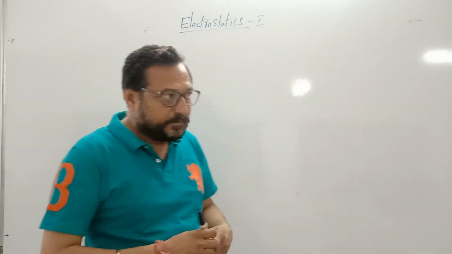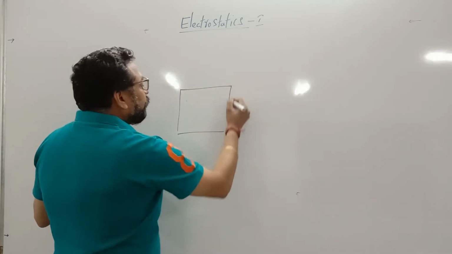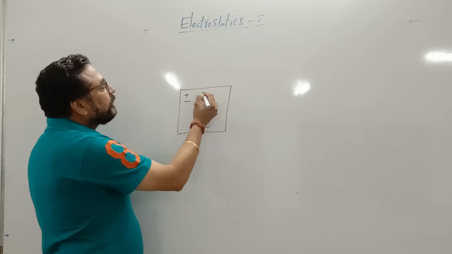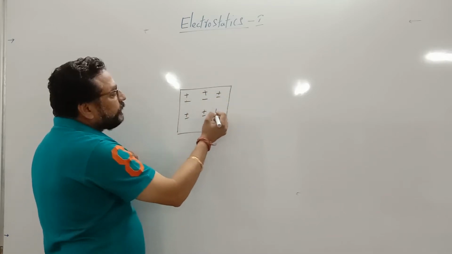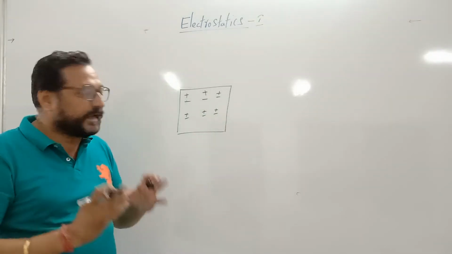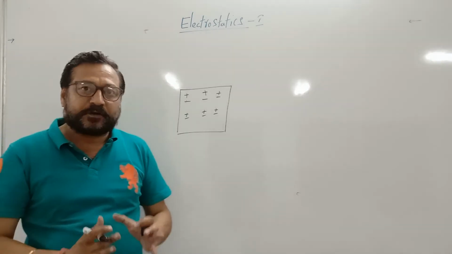For example, suppose this is a body, an object. It has positive and negative charges, because we know that each and every body has the same number of positive and negative charges. It means it is always in a neutral state.